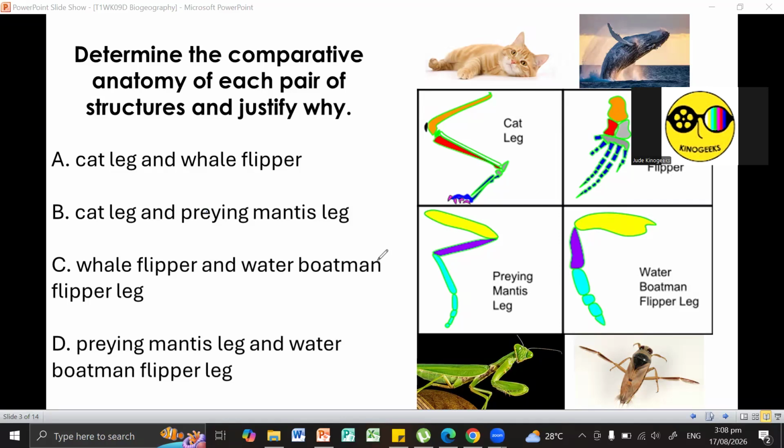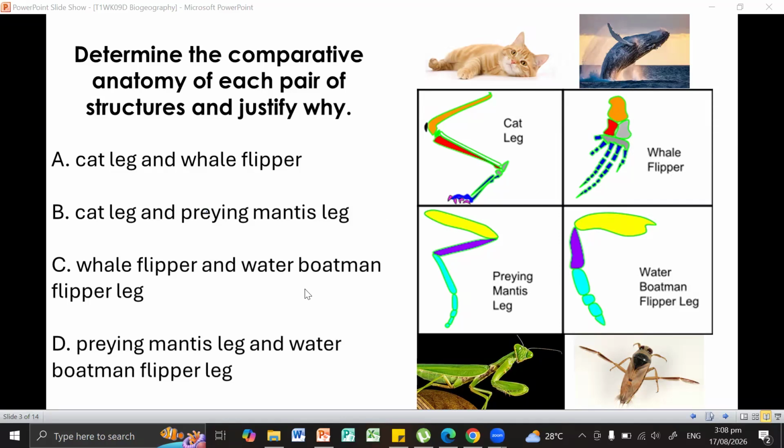Let me just write the functions of each structure. So for both cat leg and praying mantis leg, both are used to walk, while the whale flipper and the water boatman flipper leg both are used to swim. Let's determine the comparative anatomy of each pair of structures and justify why. Let's start with cat leg and whale flipper. So these two.